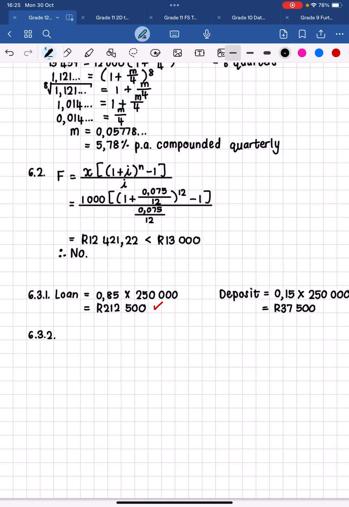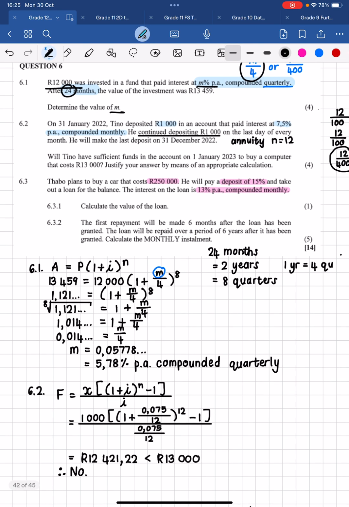Okay, 6.3.2. Now the next question, remember at the beginning I said the finance questions usually have one question that has a bit of a twist to it, and this is now the one with a twist. All right, so now they are saying the first repayment will be made 6 months after the loan has been granted. So Thabo is getting the loan and he's not making the payment at the end of the first month as you normally do. Normally you take out a loan, you get your money, and at the end of that first month you make your first payment. He is making his first payment 6 months after the loan has been granted. The loan will be repaid over a period of 6 years after it has been granted.